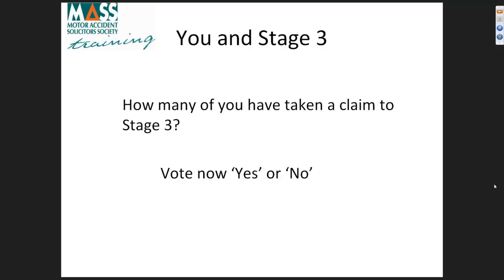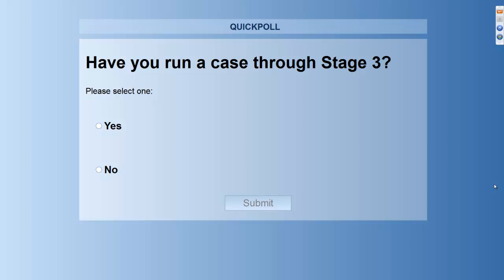So here's the interactive bit, the first bit. When I ask you a question, it will come up on the screen. You'll see that you've now got two options, a yes or no, and we're going to start off simply. How many of you have taken a claim to Stage 3? Make sure you've got enough time to give an answer. I'll give you another 10 seconds.